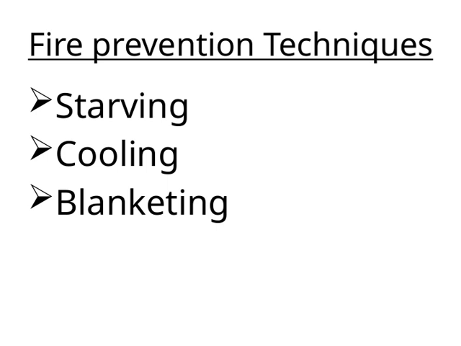Then we have blanketing. This technique is about covering a fire with a substance like foam or fire-resistant blankets that cut off the oxygen supply. Since fire needs oxygen to survive, blocking it can smother the flames quickly. All these techniques, starving, cooling, and blanketing, are essential components of a comprehensive fire prevention strategy. They connect to the overall theme of safety by showing how understanding fire behavior allows us to intervene effectively and prevent disasters before they happen.